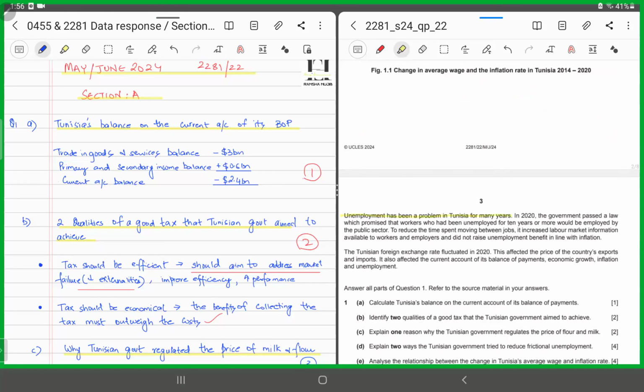In 2020, the government passed a law which promised that workers who had been unemployed for 10 years or more would then be employed by the public sector.